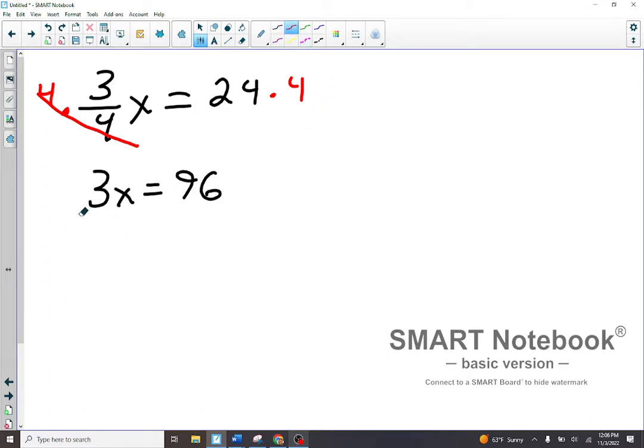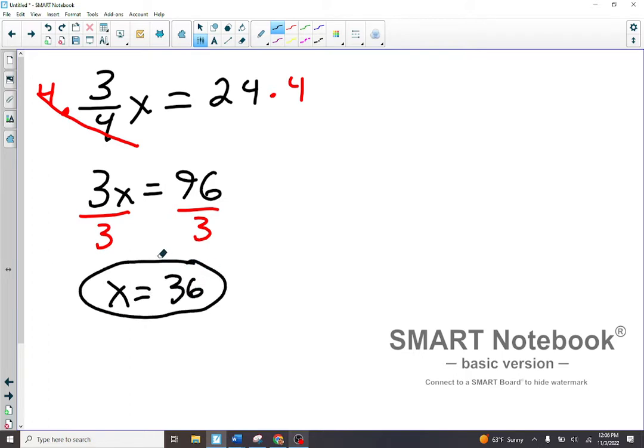Then from there, I'm going to divide 3 on both sides. X equals 32. So when you have a fraction, I would say multiply the bottom first and make it stop being a fraction. We don't like fractions, so get rid of it right away.